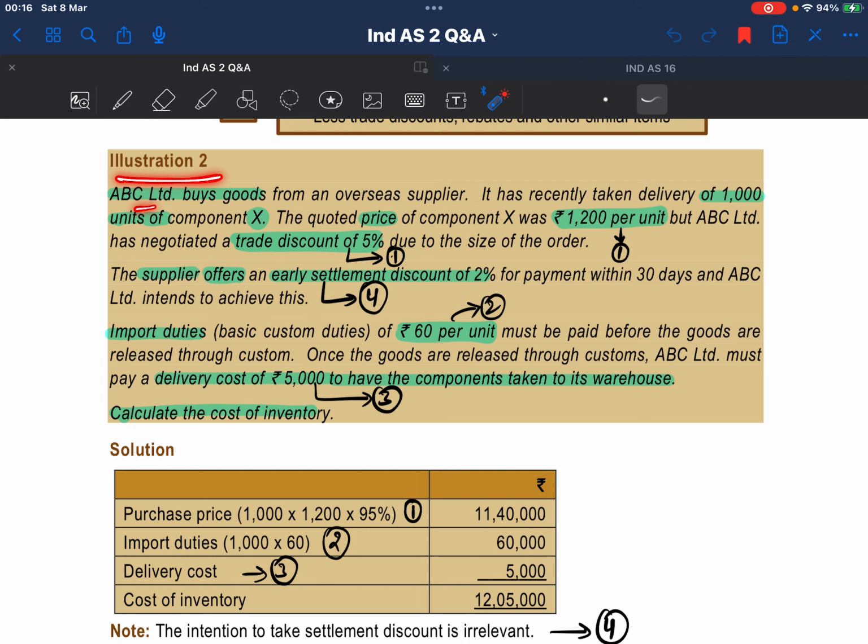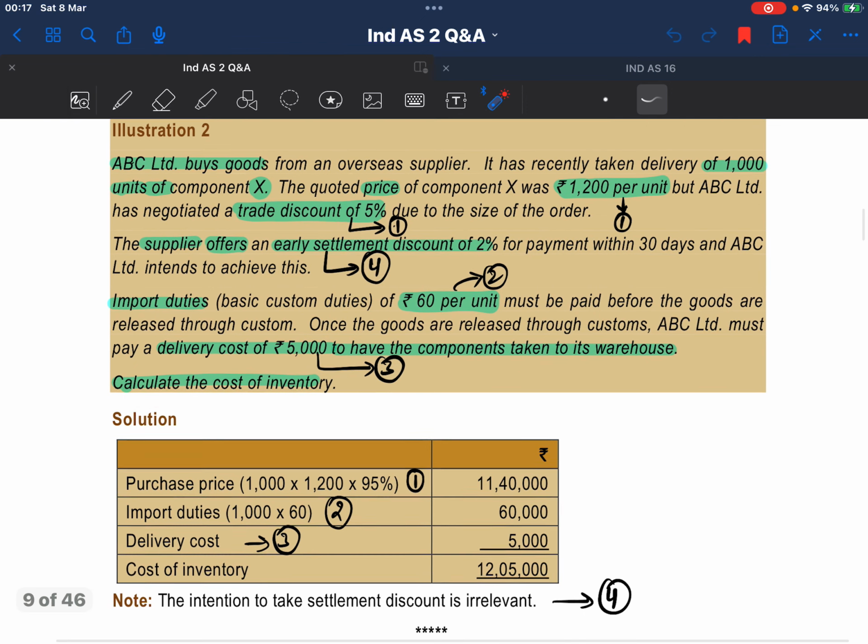Illustration 2. ABC Limited buys goods of 1000 units of component X, price rupees 1200 per unit, trade discount 5%, supplier offers early settlement discount of 2%, import duties rupees 60 per unit, delivery cost rupees 5000 to have the components taken to its warehouse.